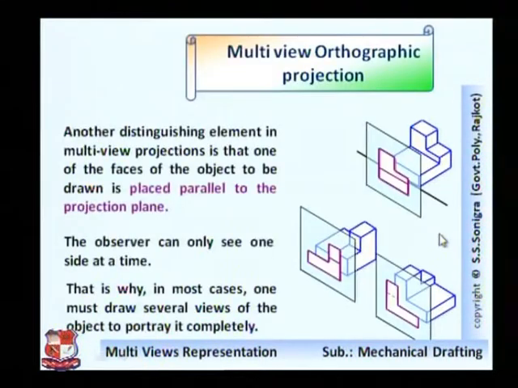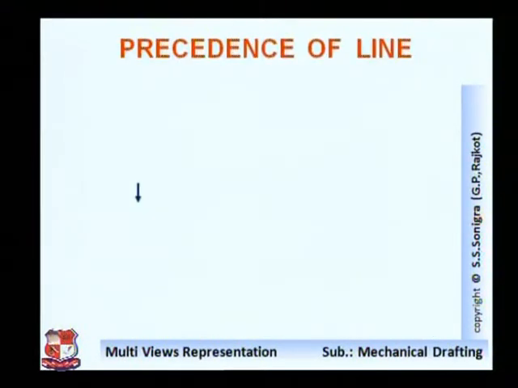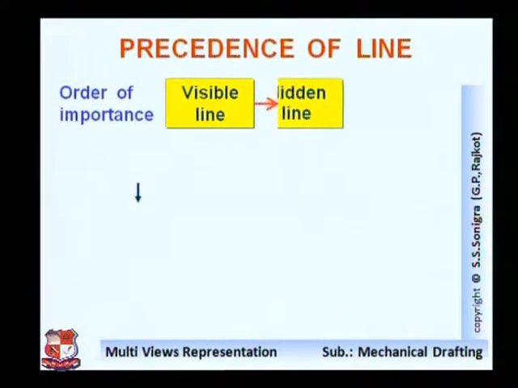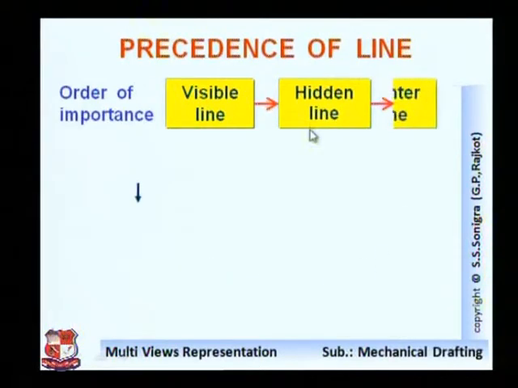Now one very important aspect of today's discussion is precedence of line. Which line should be drawn first whenever overlapping of lines is observed? The order of importance should be: first we should draw the visible line, after that the hidden line, and after that the center line should be drawn. What's the meaning of this precedence?